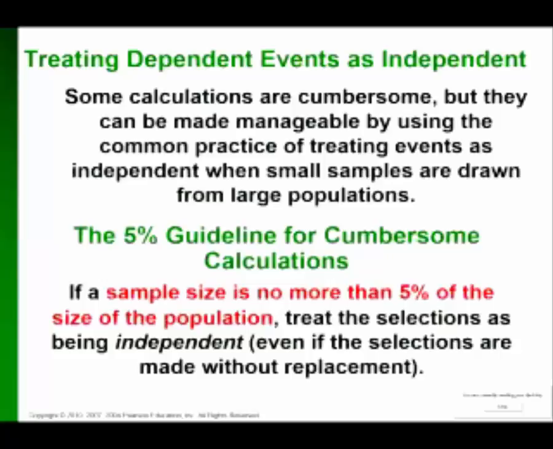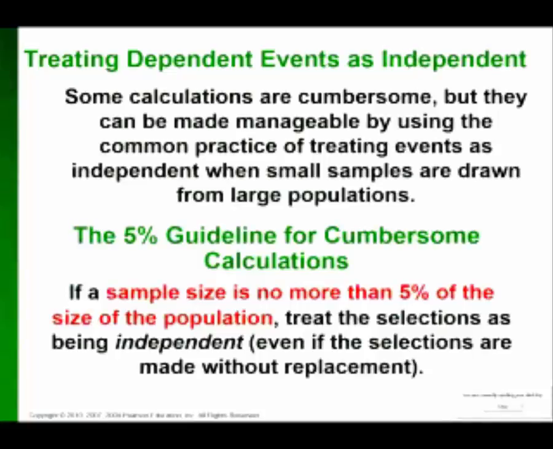But then there's the 5% guideline for cumbersome calculations. I just need to slow down. This is something that you might not do in engineering or physics or chemistry, but you can do in statistics. If something is going to be very difficult to compute, like typing in the fractions 60 over 100 times 59 over 99 times 58 over 98 times 57 over 97, if I was going to draw out 10 marbles and I had to multiply those 10 fractions, would you agree that would be cumbersome? Yeah, I would call that cumbersome.